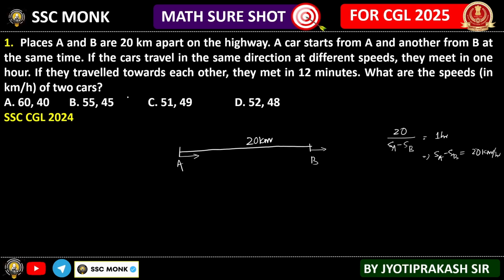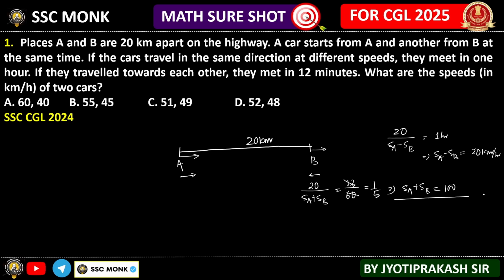Clear? Now it is saying if they travel towards each other, that means A is coming in this direction, B is coming in this direction, total distance 20. Now relative speed will be SA plus SB because of opposite direction, that is equal to 12 minutes. 12 minutes can be written as 12 by 60 hours or 1 by 5 hour. Yes or no? Yes. Or I can write, if I cross multiply, SA plus SB is equal to 20 into 5 is equal to 100.